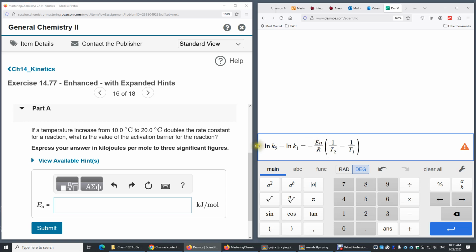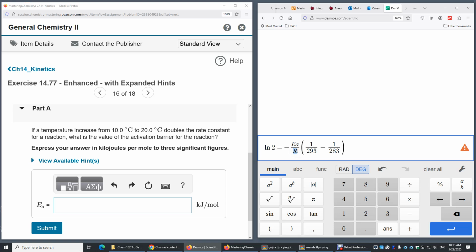This is the equation we're going to use because the rate constant is doubled when the temperature goes from 10 to 20 degrees Celsius. So K2 is 2 times K1. That means it's doubled, and then when you take the difference, you get actually just ln 2 on the left hand side. And T2 is the higher temperature, 20 degrees Celsius, 293. T1 is 10 degrees Celsius, so that's 283 Kelvin.